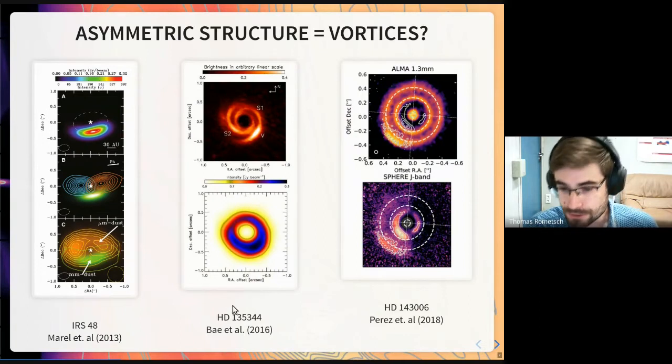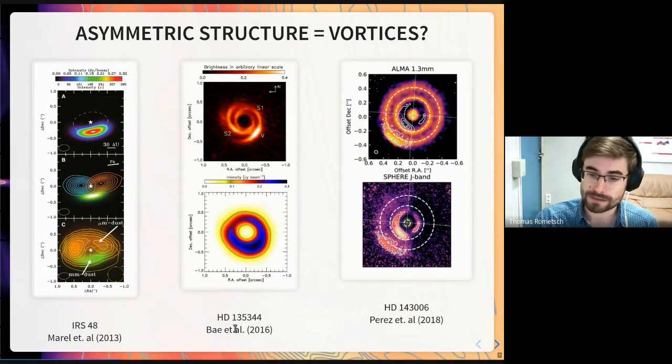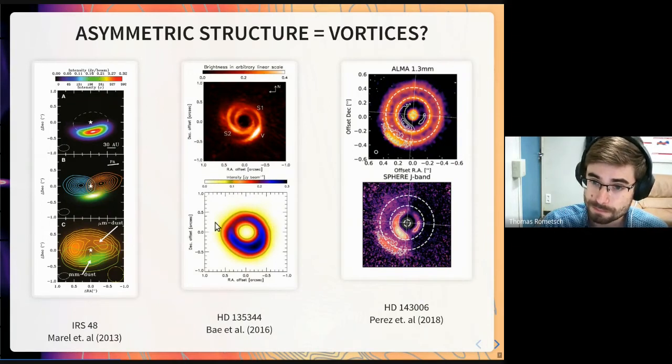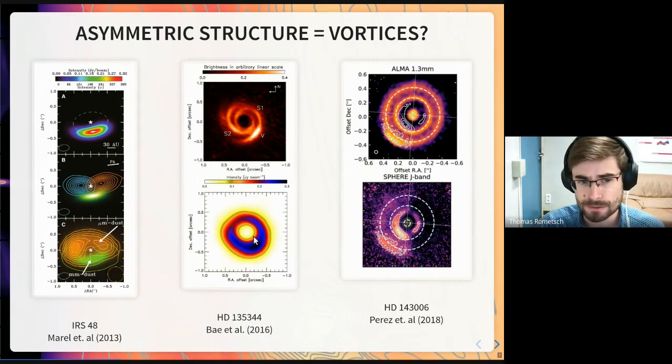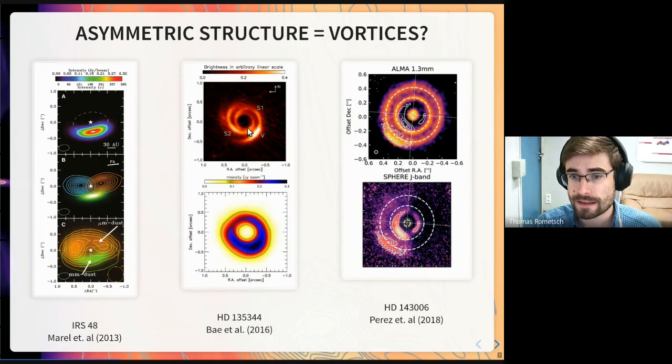And also here in this particular disk, Jane Bay et al. in 2016. Now the bottom is an ALMA observation. This also clumps at one side. And this is a SPHERE image. SPHERE is also quite nice.